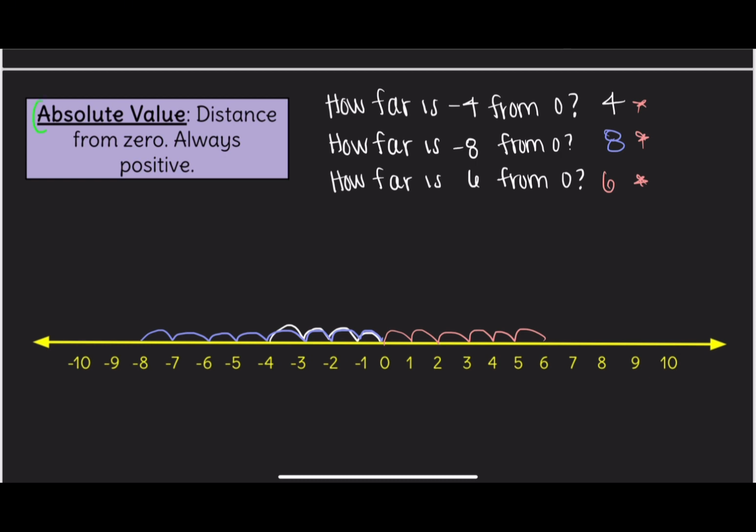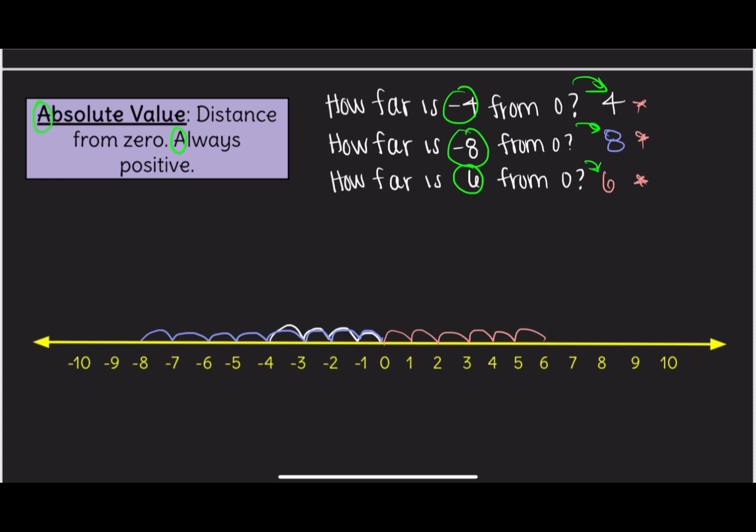So I remember this: A is always positive, absolute value. So if someone says, what's the absolute value of negative 4? It's 4. What is the absolute value of negative 8? It's 8. And what's the absolute value of a positive 6? It's positive 6. And I do want to show you the notation for this.